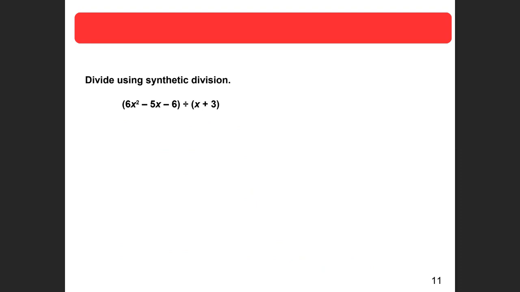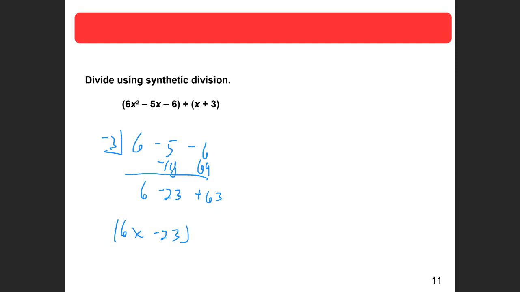Use synthetic division to divide. Easy. This one, I'm just going to go 6, -5, -6. And I'm going to put a -3 in there. Bring down the 6. -3 times 6 is -18. That's going to be -23. -3 times -23, what is that? 69. And that's going to be, oh, positive 63. So my answer would be 6x minus 23. Remainder 63 over x plus 3.